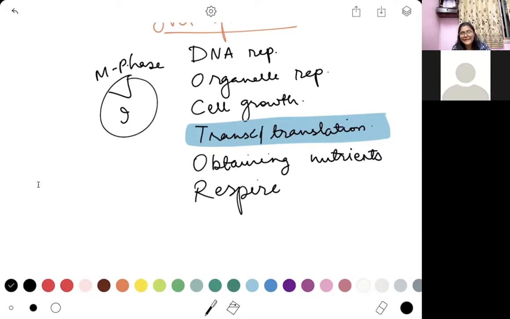Everything that a cell needs to do in order to survive is going to be done only during interphase. The rest of the time, your cell is just going to divide. Your mitosis is going to give rise to a diploid nucleus, and this diploid nucleus is going to give you a clone of the original cell.